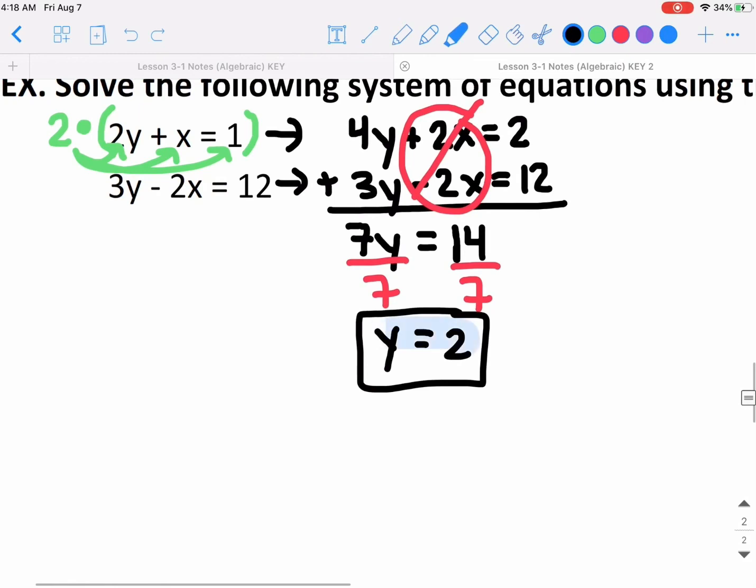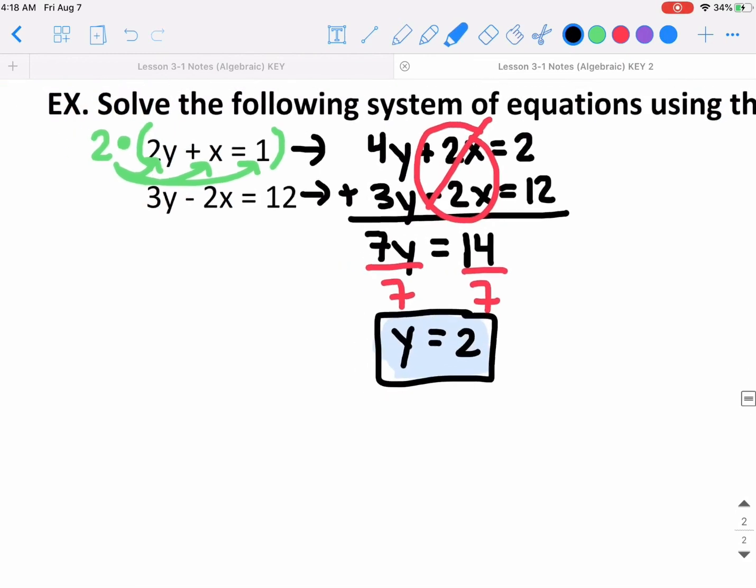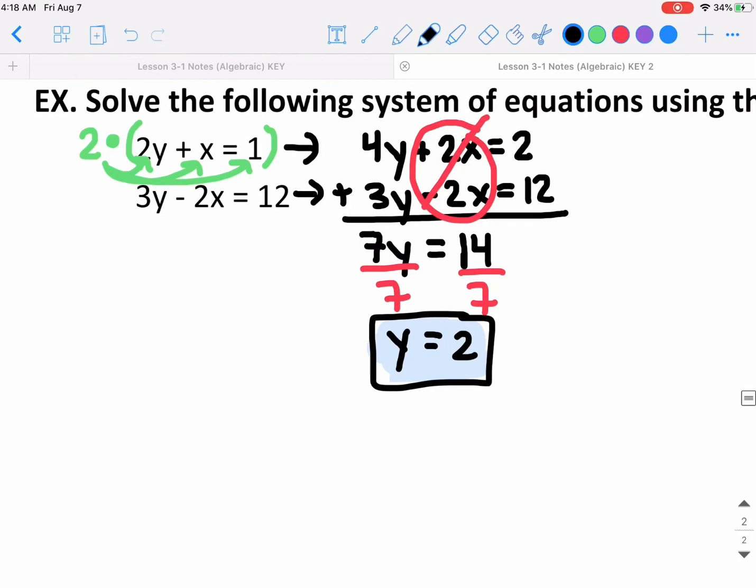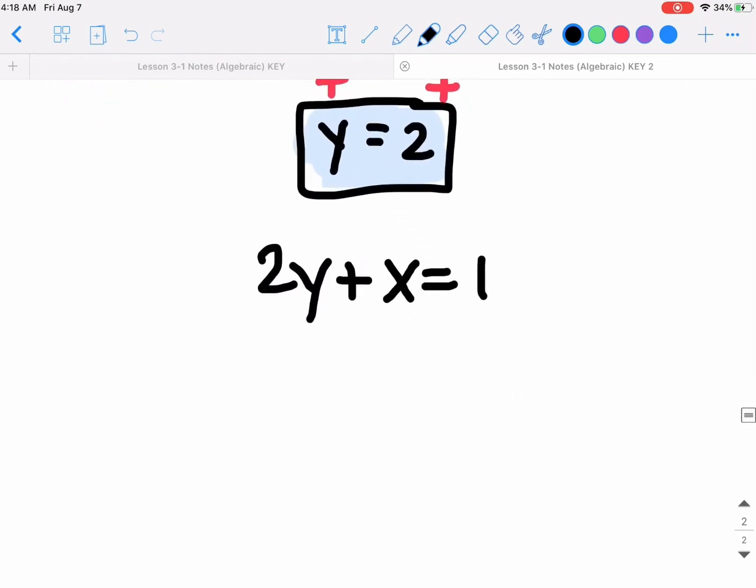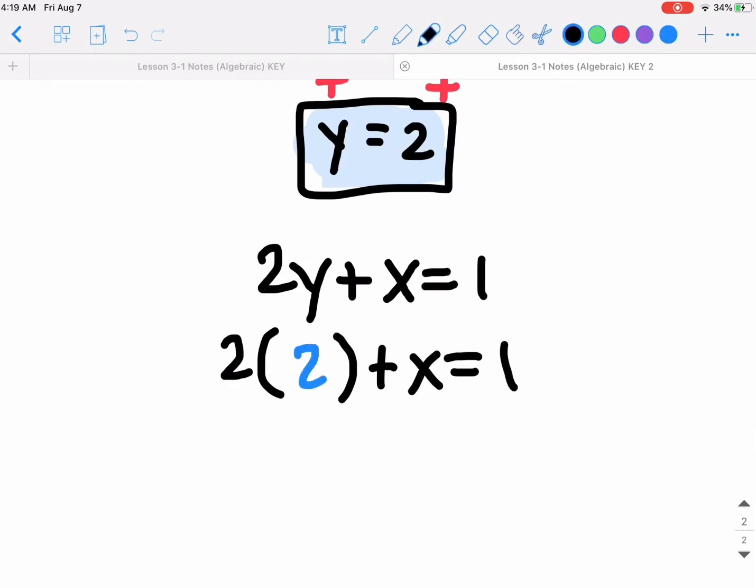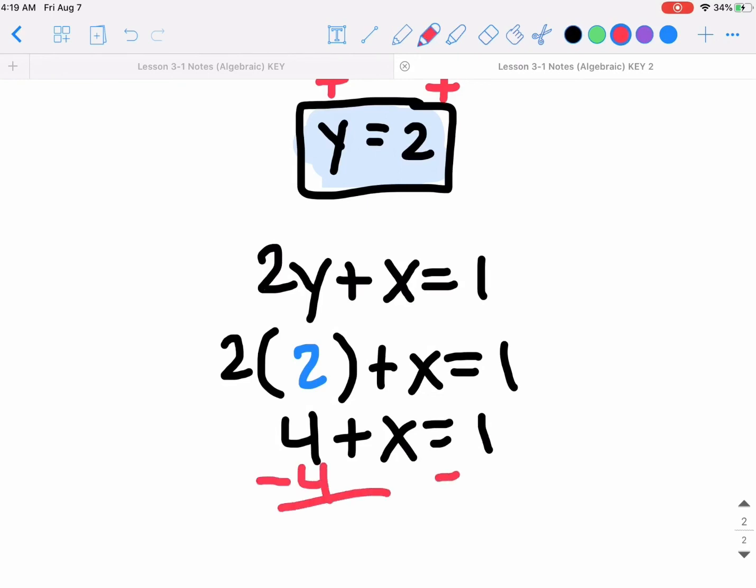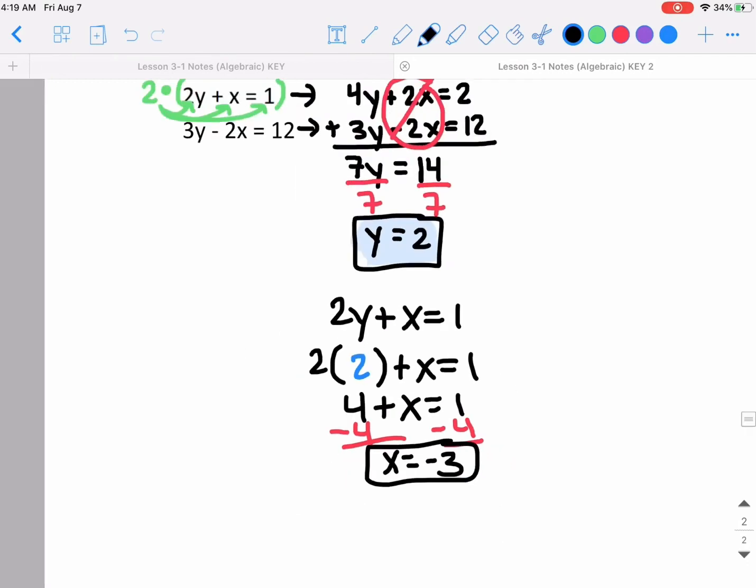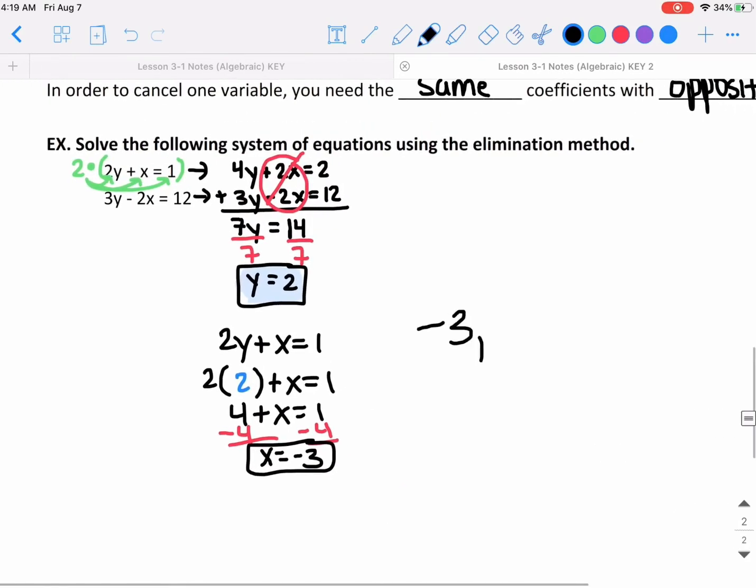And I still need to solve for what x is. So I need to pick one of the equations to use to plug in y is equal to 2 and see what I get for x. I think I'm just going to use the top one here. I have 2y plus x is equal to 1. I'm going to plug in y is 2. So I have 4 plus x is equal to 1. I'm going to subtract 4 on both sides and get that x is equal to -3. So my solution is -3, 2.